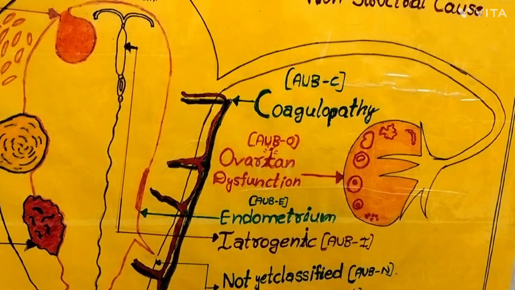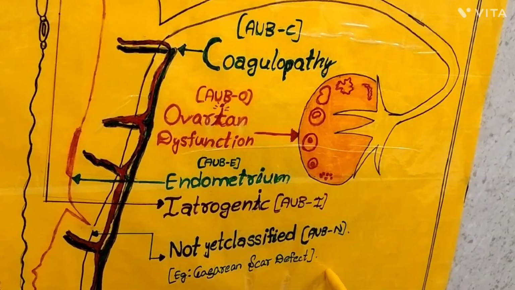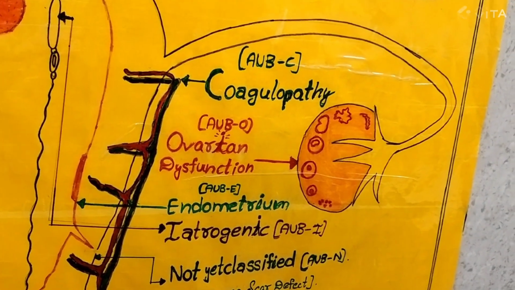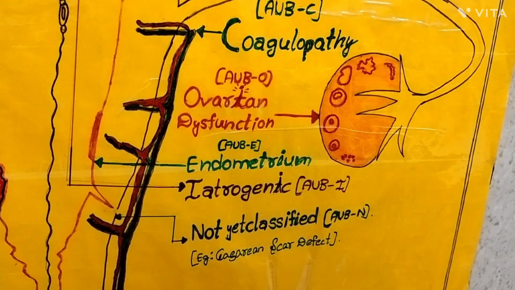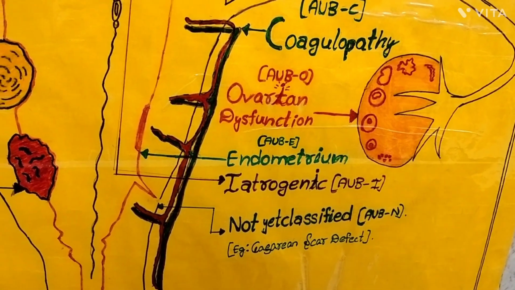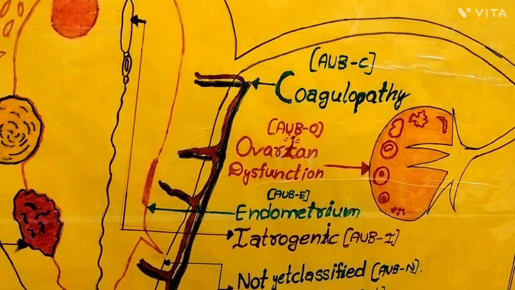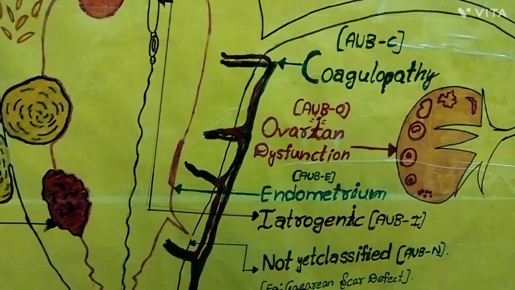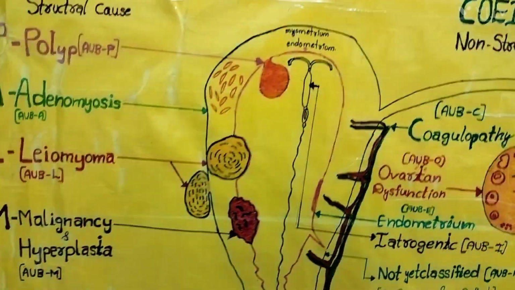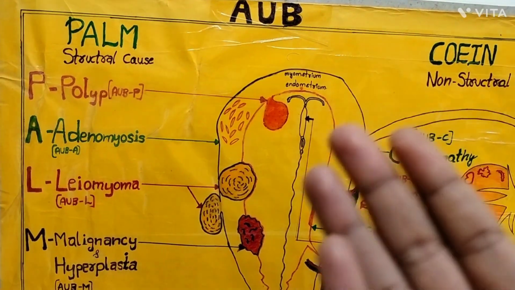Then another cause is not yet classified, which includes the cesarean scar defect. For example, if the cesarean scar that the doctor repaired is not closed properly, then from that scar site it will start oozing slowly. That is one of the reasons I could mention, but it is still kept under the not yet classified causes.